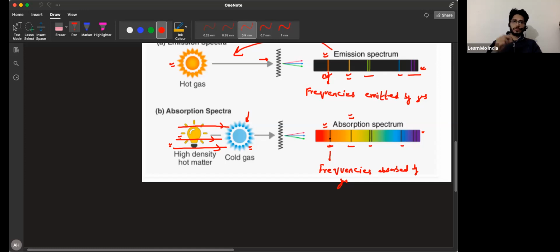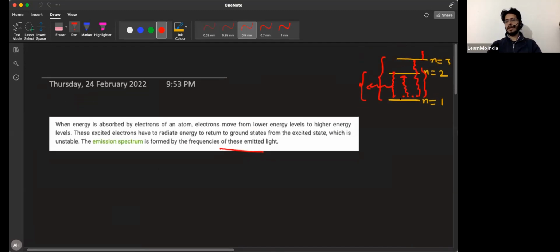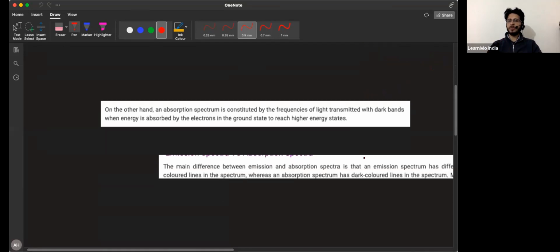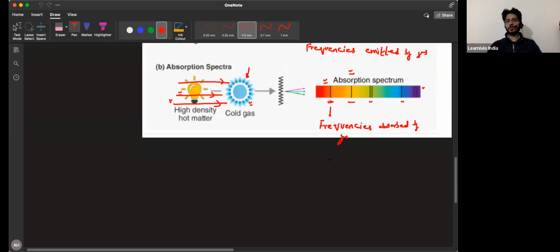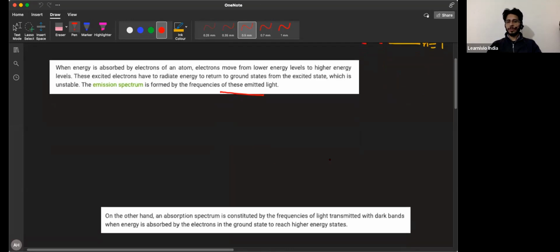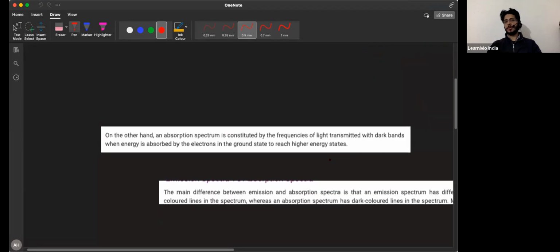Exactly, good. Basically, the gas emits or absorbs energy corresponding to the difference of energy levels. The energy levels are the same, whether the gas absorbs energy or emits energy. So the frequencies of the emission spectrum and the missing frequencies in the absorption spectrum are exactly the same. These are the frequencies the gas is emitting, and these are the frequencies your gas is absorbing. So these are the two types of spectra: the emission spectrum and the absorption spectrum.